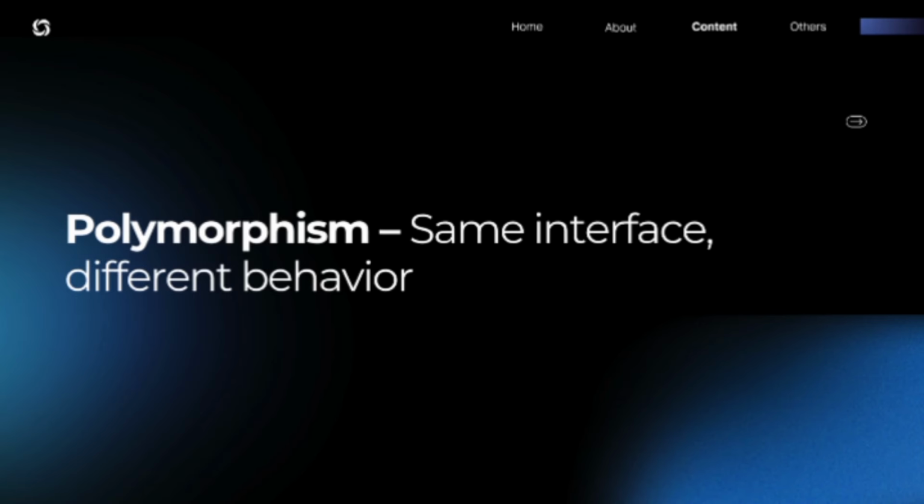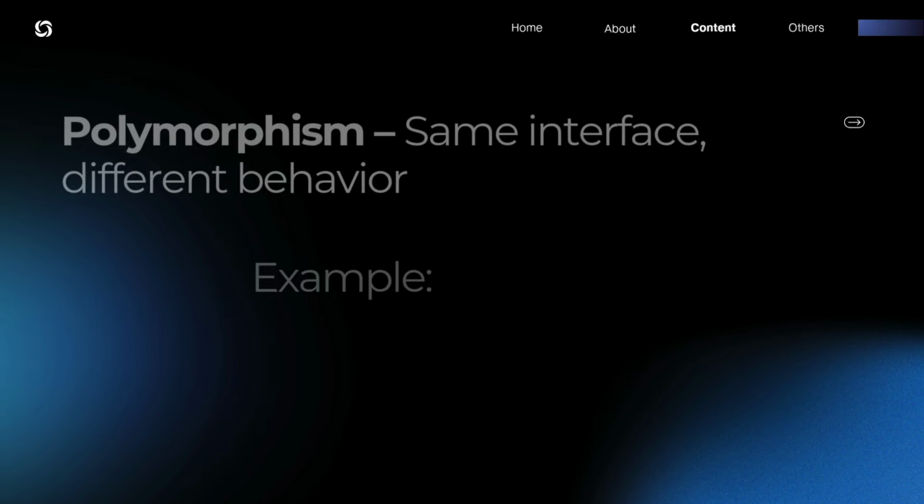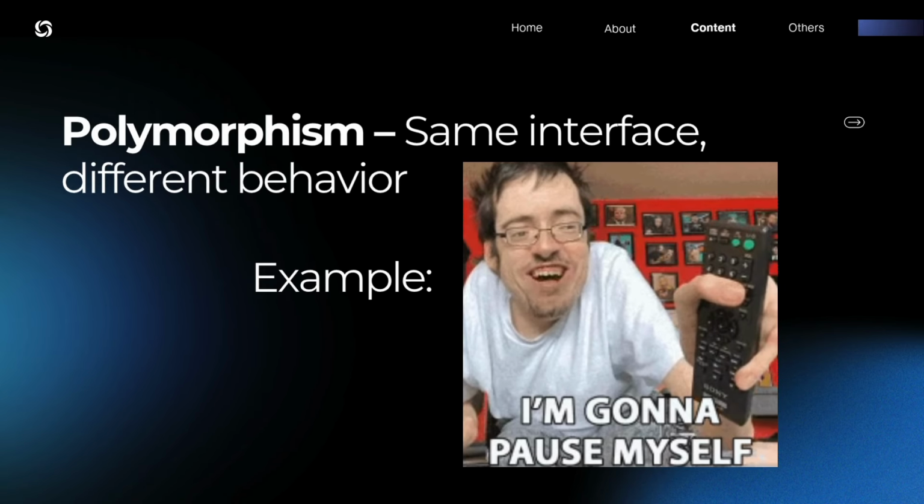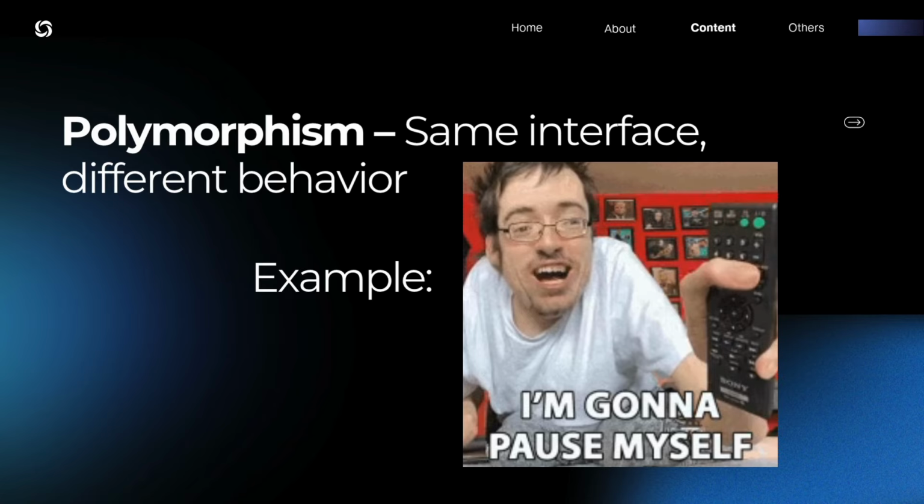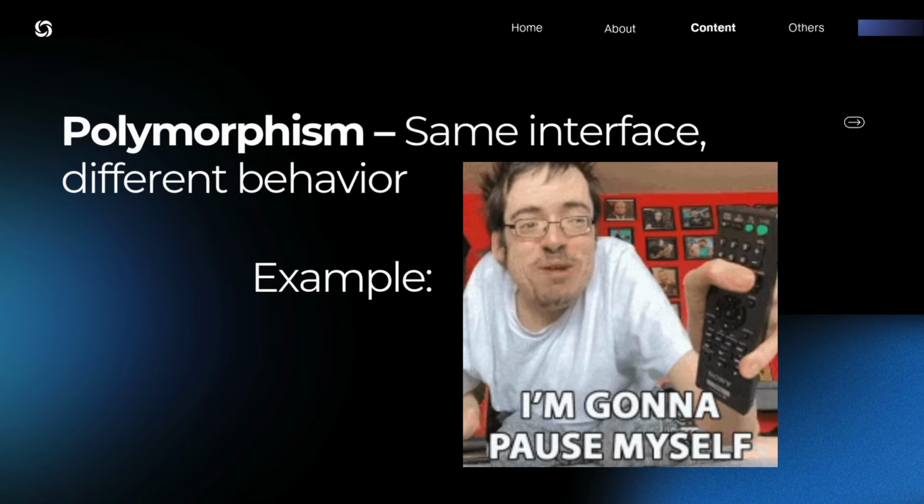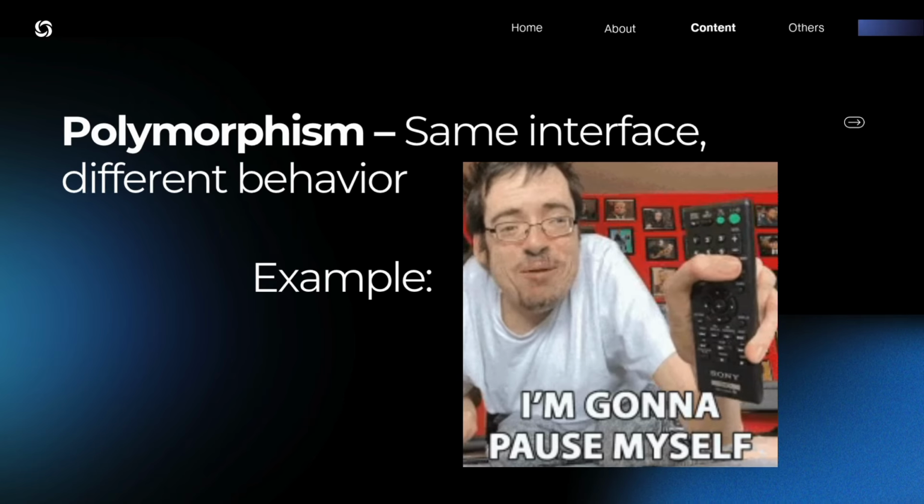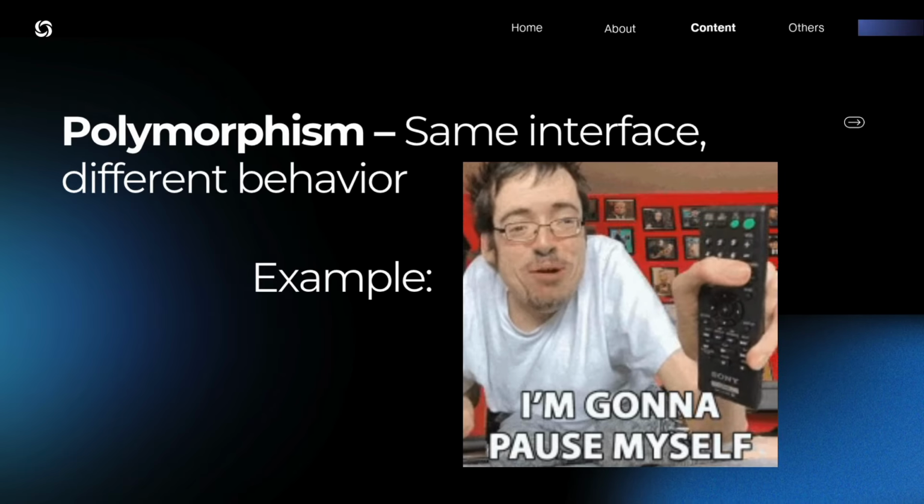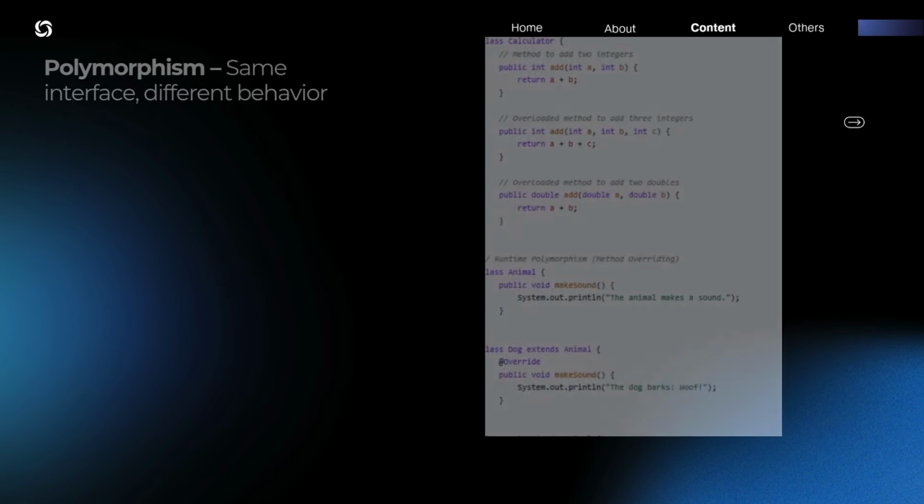Lastly is polymorphism, or same interface, different behavior. Polymorphism allows one interface to be used for different data types or classes. It lets us use the same method name but with different behaviors depending on the object. A real-world example of this is the start button on different devices. On a microwave, it heats food. On a washing machine, it starts washing. It is the same interface but different behavior.